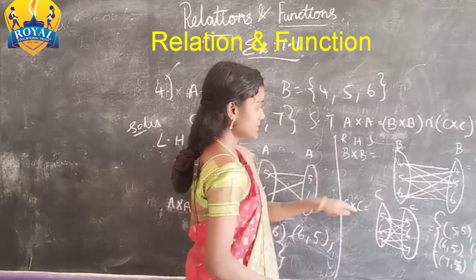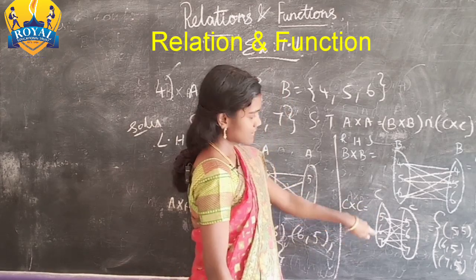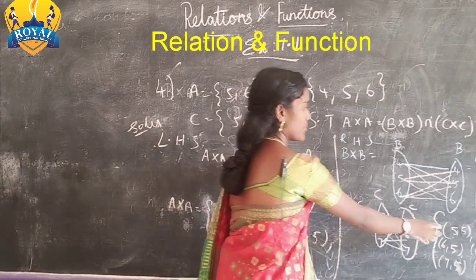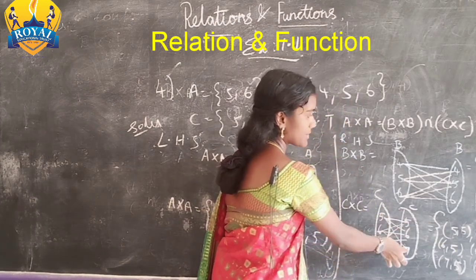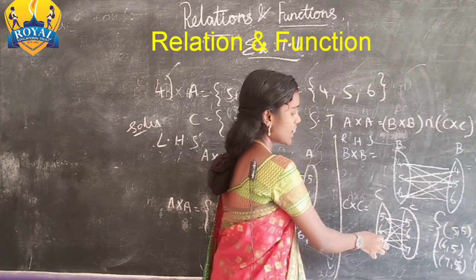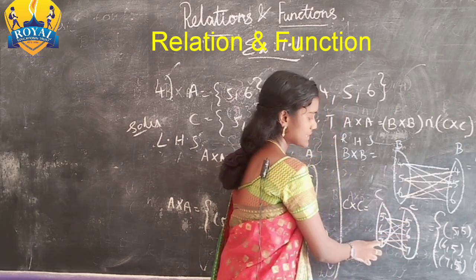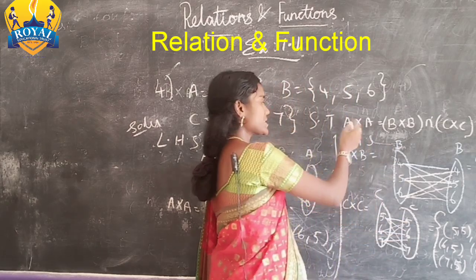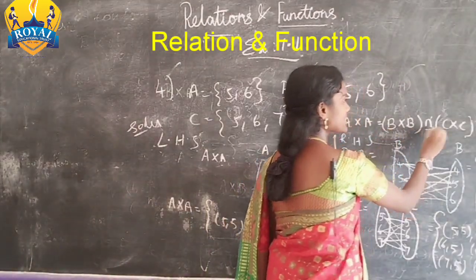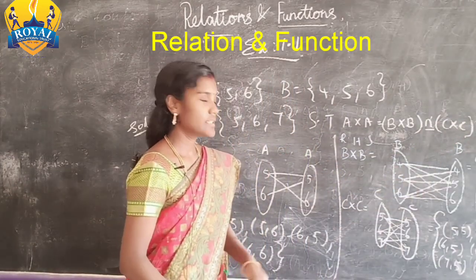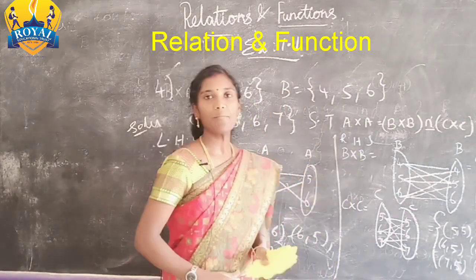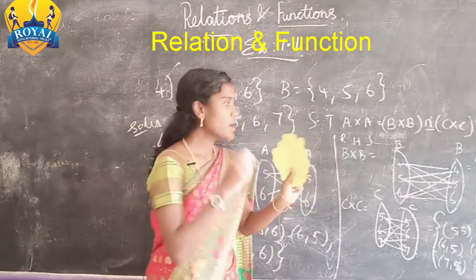Here each element of one set is paired with each element of the other set. So 5 comma 5, 5 comma 6, 5 comma 7, 6 comma 5, 6 comma 6, 6 comma 7, and the last 7 comma 5, 7 comma 6, 7 comma 7. The right hand side is B cross B intersection C cross C. Now you have to find which one is common. Intersection means the common elements of the two sets.